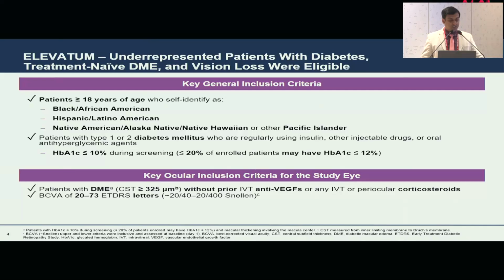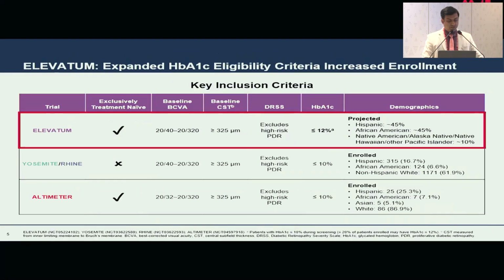The ELEVATUM study showed that underrepresented patients with treatment-naive DME and vision loss were eligible, especially African American and Latino American patients, and patients with type 1 or type 2 diabetes, HbA1c less than 10%, but to increase the enrollment, it was increased to 12%. The key ocular inclusion criteria were patients with DME with central subfield thickness more than 325, without prior intravitreal injections or any forms of periocular steroids as well. A BCVA of 20 to 73 letters was a key inclusion criterion for the study.